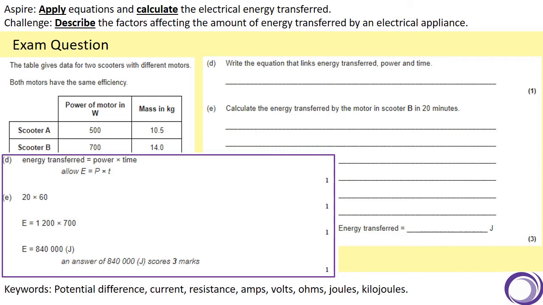First thing that you've got to do is to convert that 20 minutes into seconds, otherwise you've just dropped yourself a mark. So 20 minutes, there's 60 seconds in a minute, so it's 20 times 60 gives you the number of seconds, which is 1,200. And scooter B's got a power of 700. So it's 1,200 times 700 gives you 840,000 joules. If you've put kJ, kilojoules, and you've put 840, that's fine as well, but make sure you put kilojoules at the end of it. Well done if you've got that.